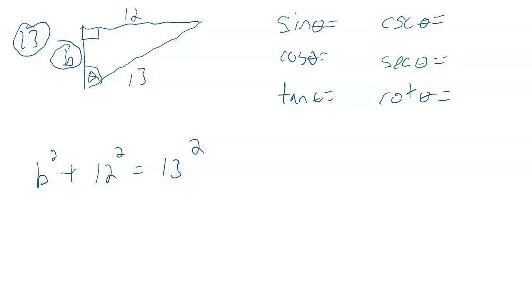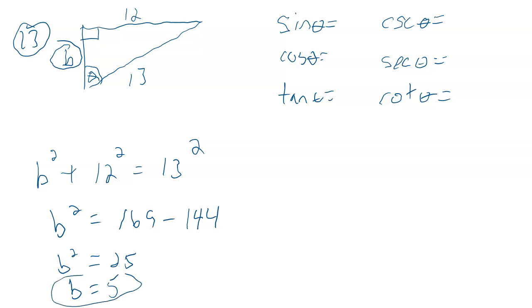Maybe. Let's see. B squared equals 169 minus 144. That definitely looks like 25. So B squared equals 25, so B equals 5. We're talking about a length of a side of a triangle, so I'm going to take just 5. The length of this side is 5. Once I have all 3 sides of the right triangle, the answers aren't too bad.